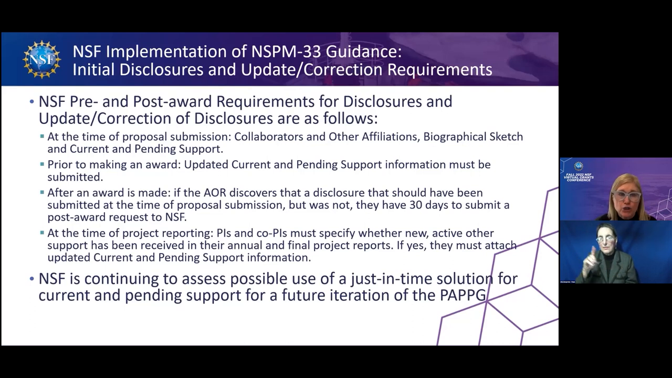Now I'd like to talk about disclosures and the update and correction requirements for current and pending support. So these requirements are as follows. And again, this is NSF's way to implement the NSPM 33 implementation guidance. You already know because of the proposal preparation section that you have to submit at the time of proposal submission collaborators and other affiliations, the biographical sketch, and current and pending support. You will now be required, and this is the new bullet that is changed, that prior to making a funding recommendation, program officers will have to get from any proposals that they are considering for award updated current and pending support, which has the new certification.